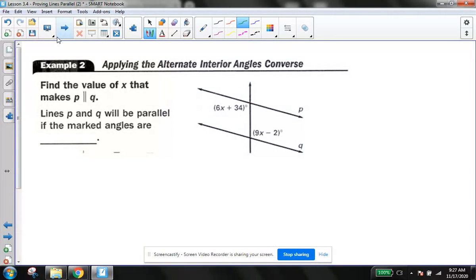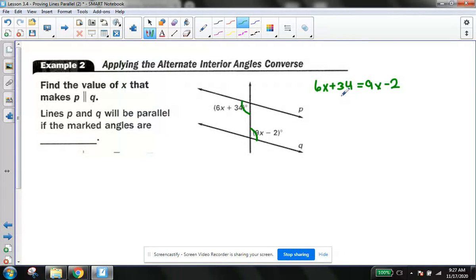All right, now I need to find a value of x that's going to make lines P and Q parallel. Well, it would be really nice if these were alternate interior angles with one another, so that if I set those to be congruent, then the two expressions are going to be equal to one another by the alternate interior angles converse. So if I say 6x + 34 = 9x - 2, I'm going to start solving that.